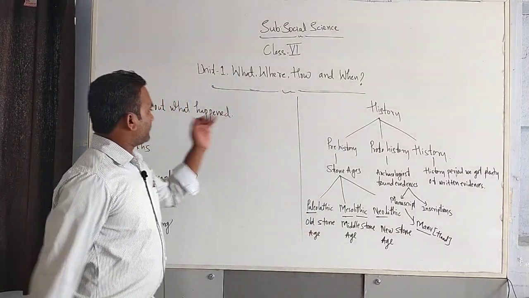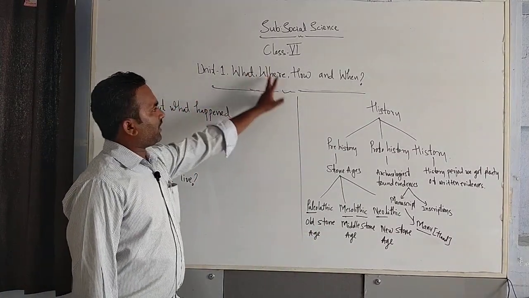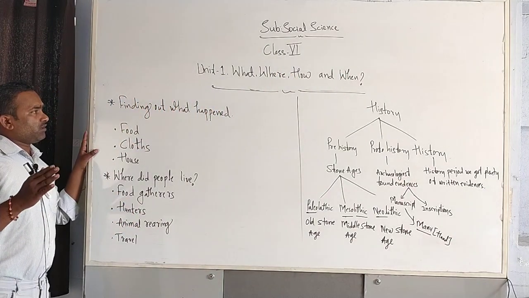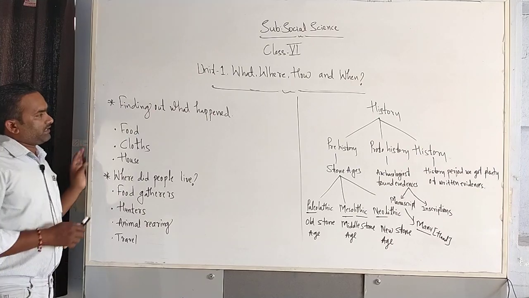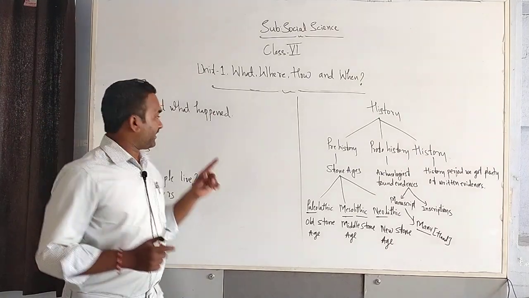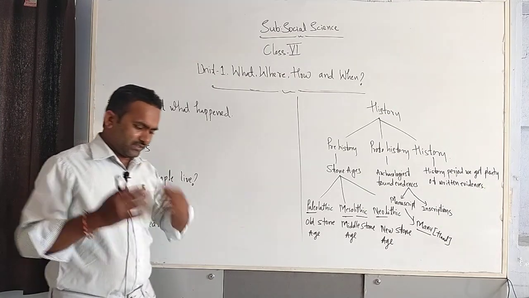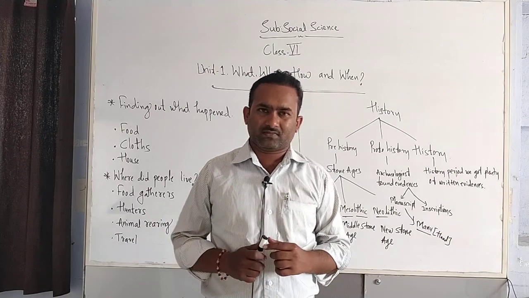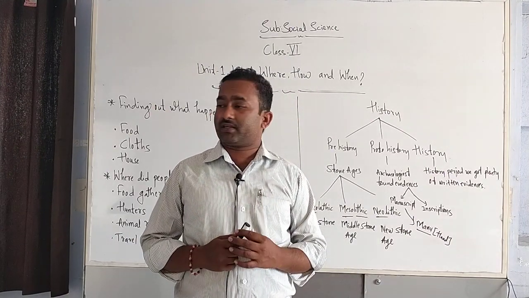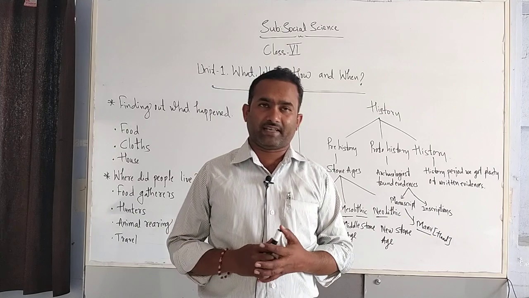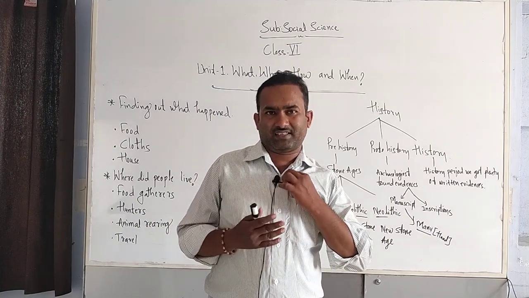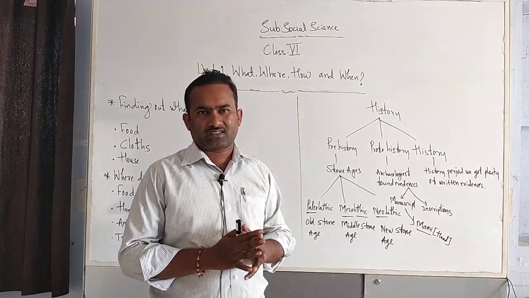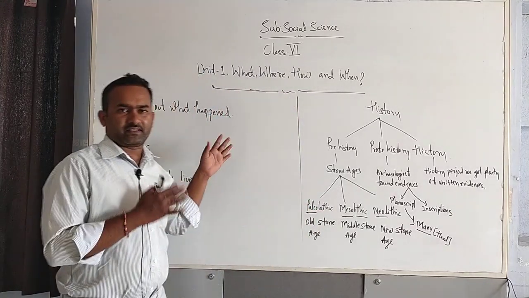We can come to the point. Unit number 1: What, where, how, and when. Finding out what happened. For example, how will you come to know what happened yesterday? You could read the newspaper, watch television, or listen to the radio. Then you will come to know what happened yesterday.